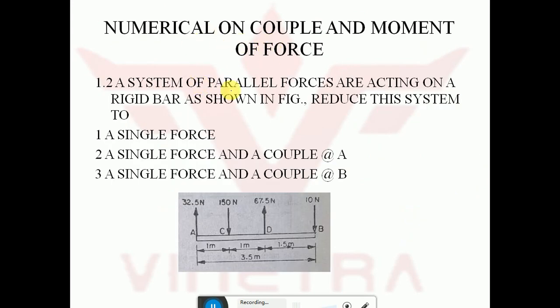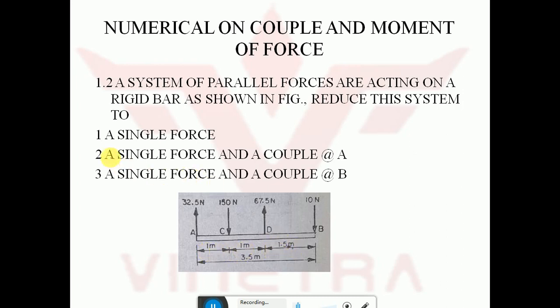Numerical: a system of parallel forces is acting on a rigid bar as shown in the figure. Reduce this system to a single force. So this is the given system of forces. A force of 32.5 Newton is acting at point A, 150 Newton is acting at point C, 67.5 Newton is acting at point D, and 10 Newton is acting at point B. The perpendicular distances between these forces are given here.